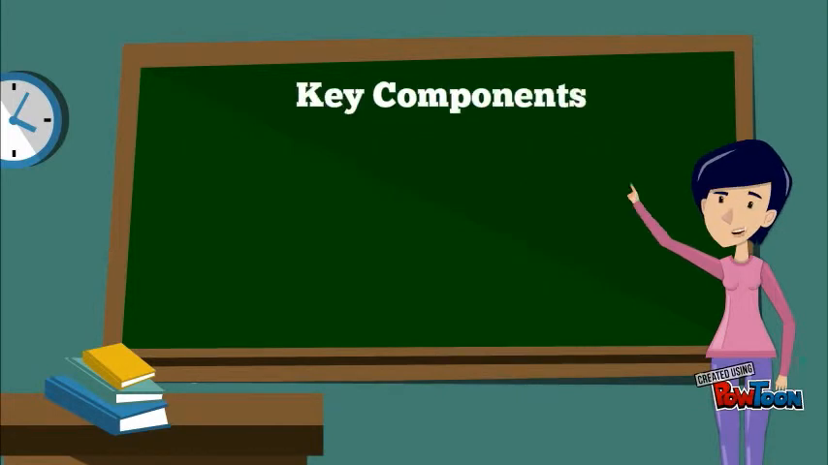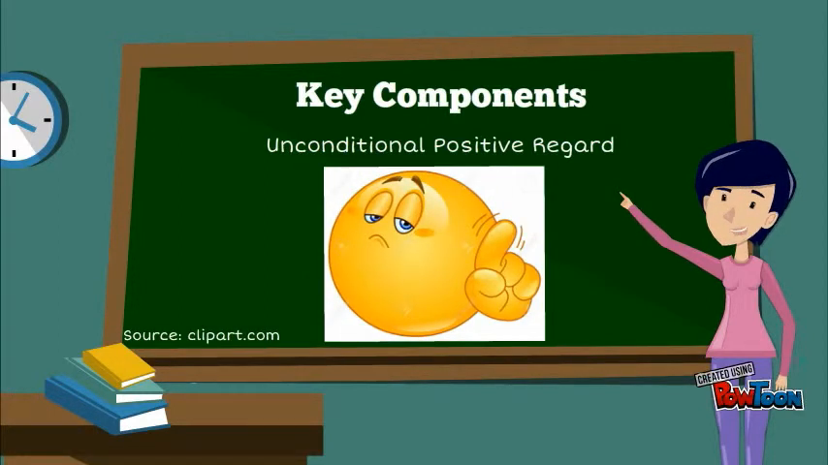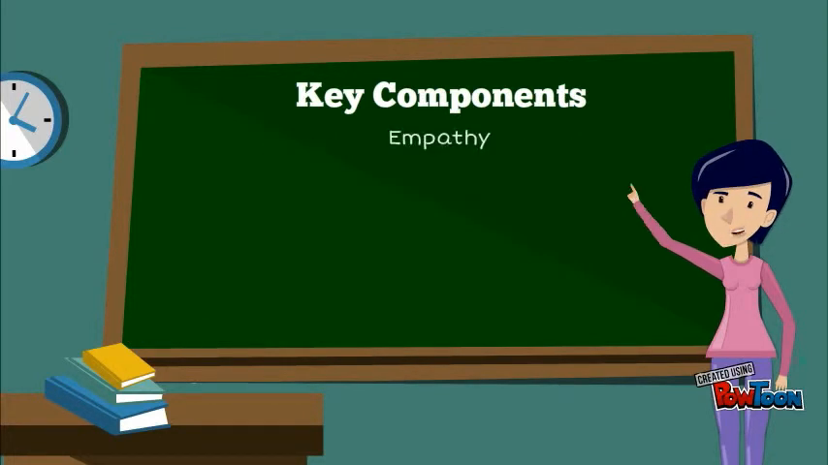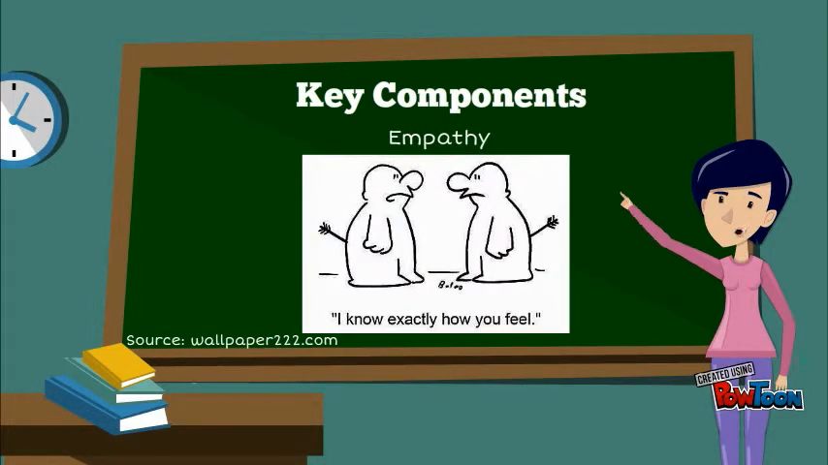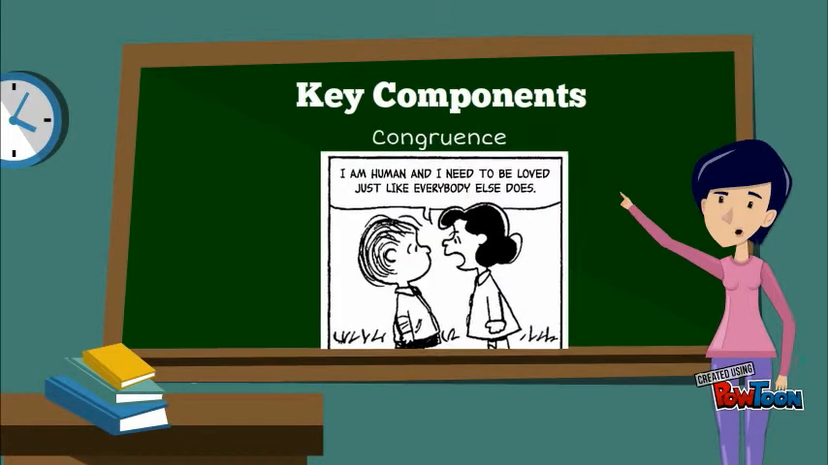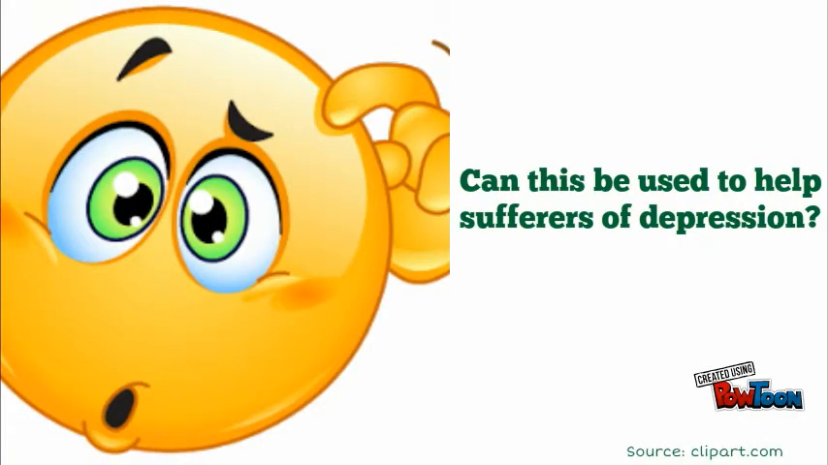Key components of this approach include unconditional positive regard. Despite disapproval of some of the client's beliefs or actions, maintaining a positive, non-judgmental attitude towards the client. Empathy, the ability to understand sensitively and accurately what the client is feeling. And congruence, or a genuineness to the therapist and their interaction with the client. Can this approach be used to help those suffering with depression?